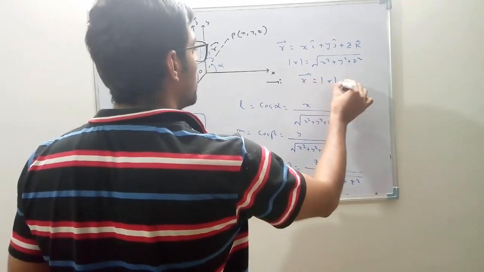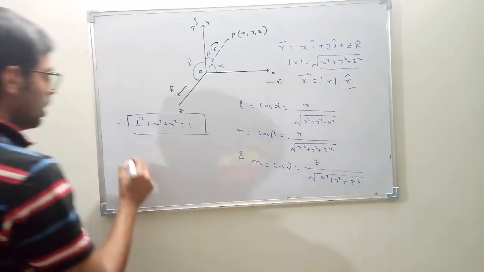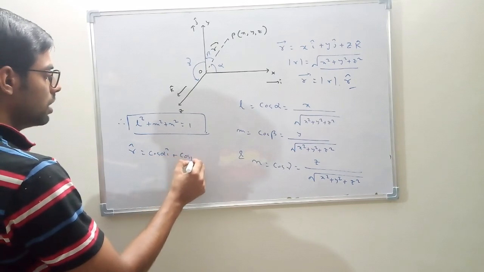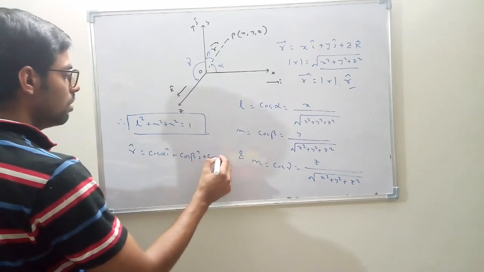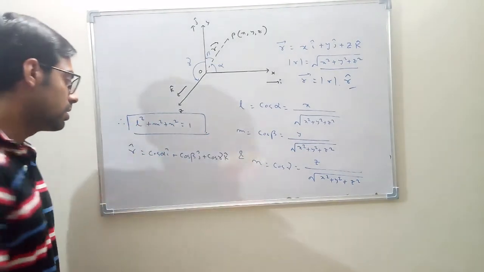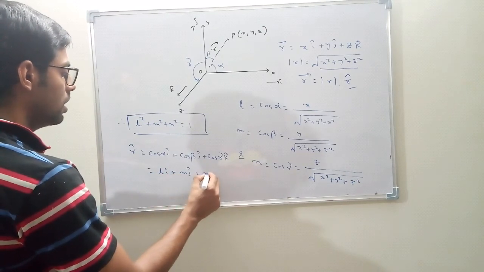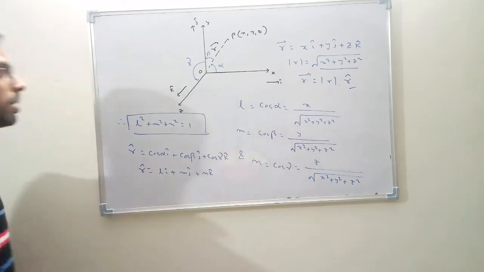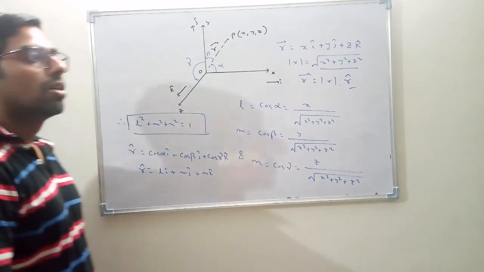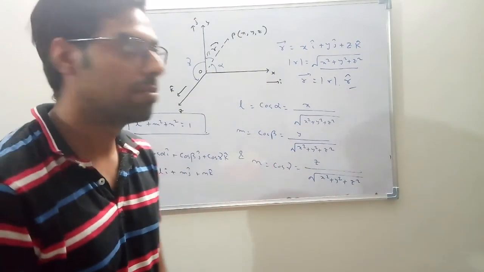So this was the three-dimensional representation of the position vector, and in this case r vector can be written as mod of r into r hat. What is r hat? r hat equal to cos alpha i hat plus cos beta j hat plus cos gamma k hat, or in simple terms, l i hat plus m j hat plus n k hat. It is the representation of the unit vector along the position vector r. So this is the three-dimensional representation of a position vector in a three-dimensional coordinate system. Okay.